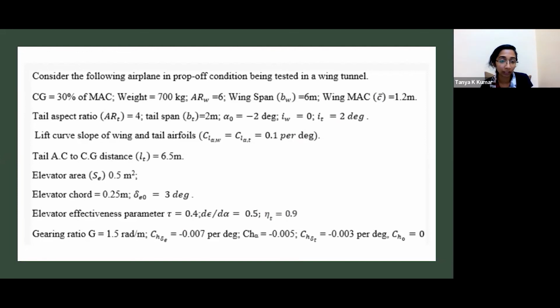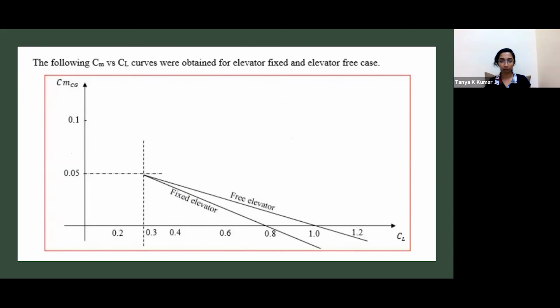Elevator area is given, elevator chord, that is CE. Delta E naught, the intercept of that graph, delta E by CL, is given as 3 degrees. Elevator effectiveness parameter, tau, is given. The downwash angle derivative is given. Tail efficiency factor and your elevator derivatives, plus the gearing ratio, G, is given. Okay, they've also given you two graphs. So the fixed elevator graph and the free elevator. So this is the stick fixed condition, this is the stick free condition.